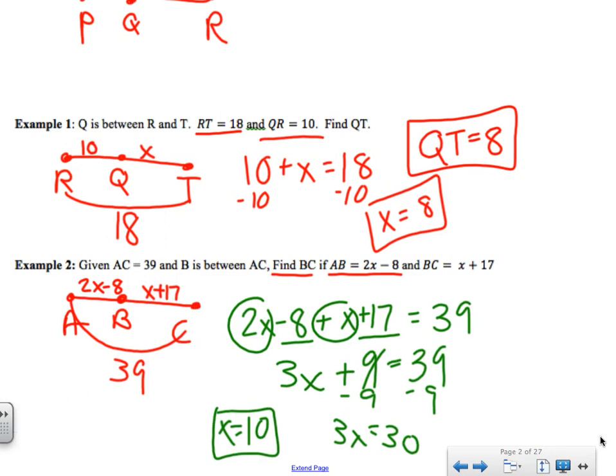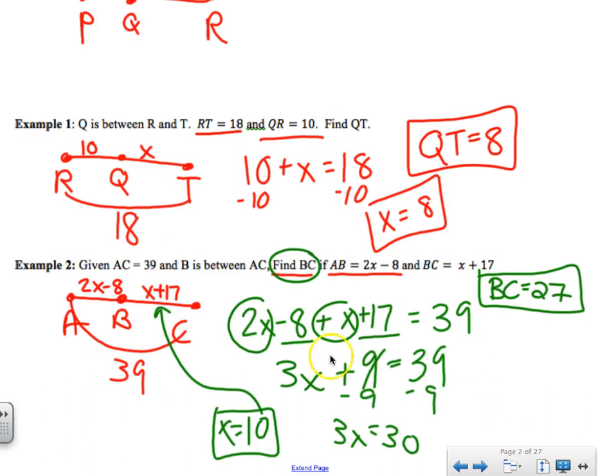Okay, but I'm not done because it wanted me to find BC. So I need to substitute 10 back into my expression for BC. So 10 plus 17 would be 27. So BC is going to be 27. I could check my work and plug x into both of my parts and add them together and make sure they equal 39, just to make sure you're right on a quiz, okay?